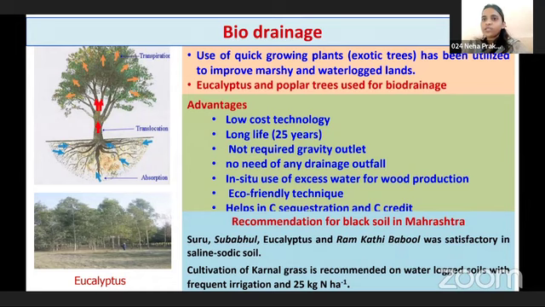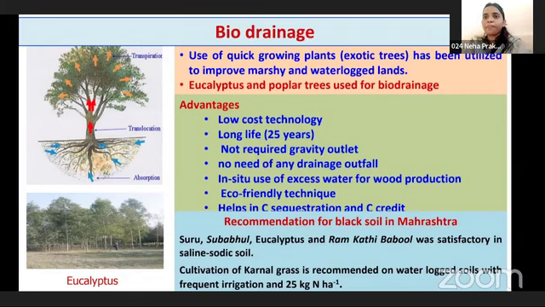This is a low cost technology, not required for the gravity outlet, with no need of any drainage outlet, and it is an eco-friendly technique. So with biodrainage, that is, cultivation of the particular crop in our salt affected soil, we can sustain our soil.